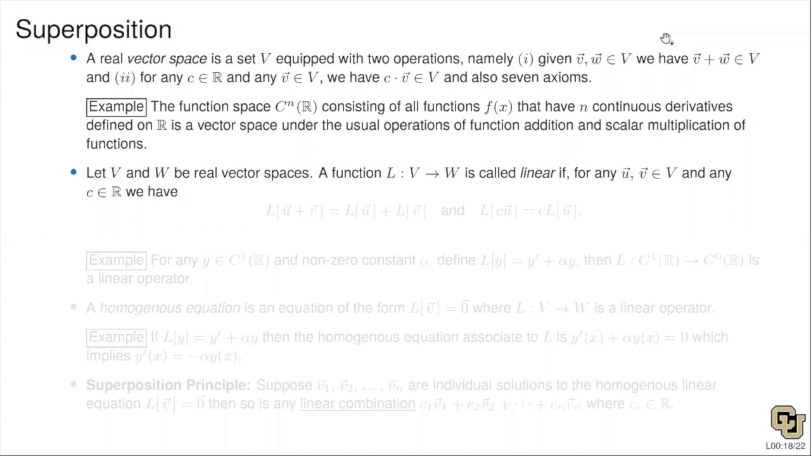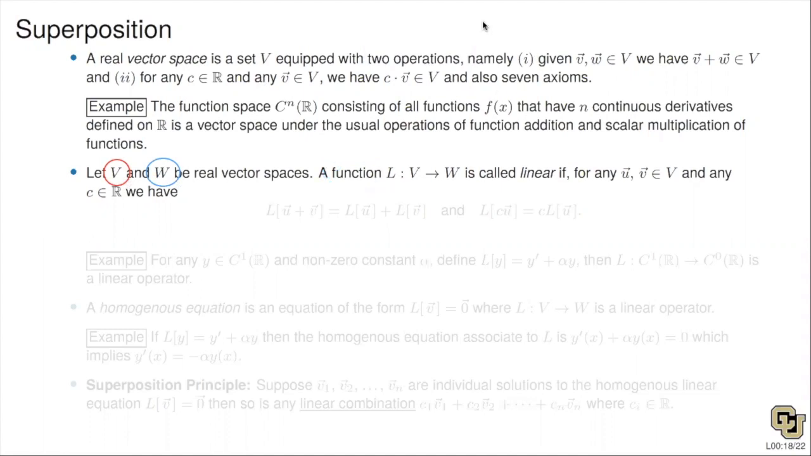Now let me define the notion of a linear operator or linear function. Suppose we have two vector spaces now. Remember this vector space stuff from matrix methods? I told you you're going to use all the math you did. We have two vector spaces, V and W. I called it a function here. Typically, we would call it an operator or a map, but we can call it a function or operator, L going from V to W.